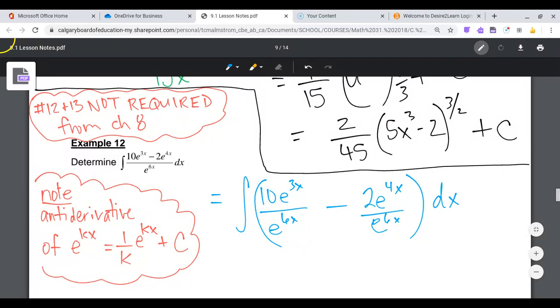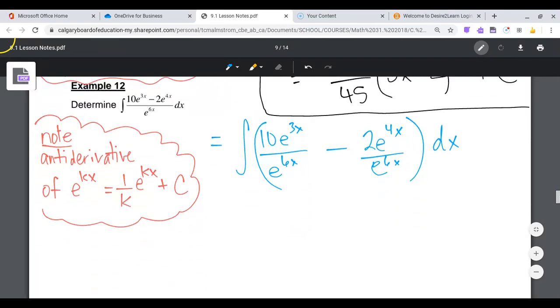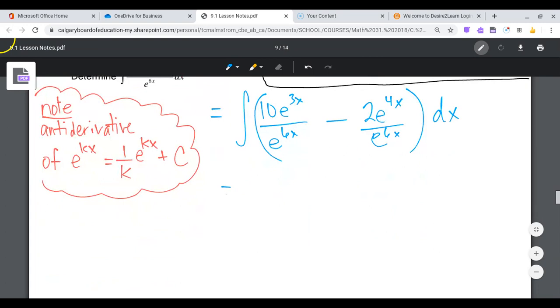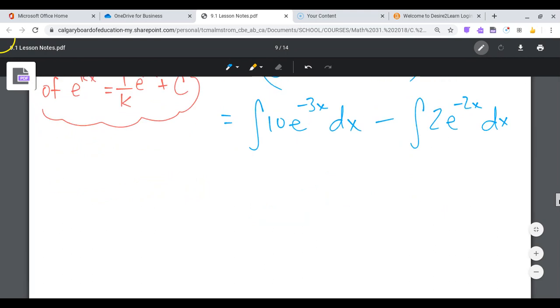And then that would reduce to 10 e to the power of 3x minus 6x, which is negative 3x, dx. I'm going to do these as two separate integrals. 2 e to the power of 4 minus 6 is negative 2x dx. And then, in fact, I could have put those 10s and 2s out the front. That would have been smart.